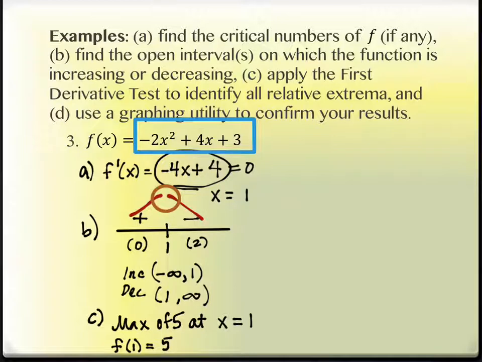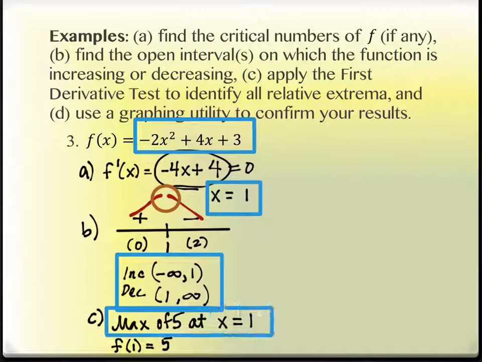So far, these are my answers I have. This is the critical number. This is the increasing, decreasing, and this is my statement about maximum and minimum. There's no minimum, right? There's only one location, so there's just one.